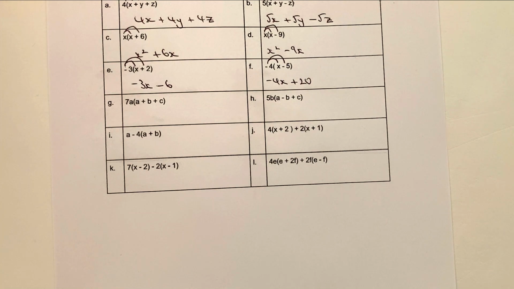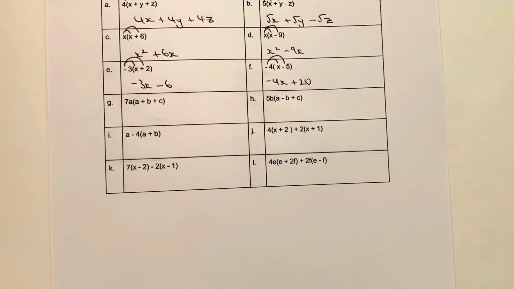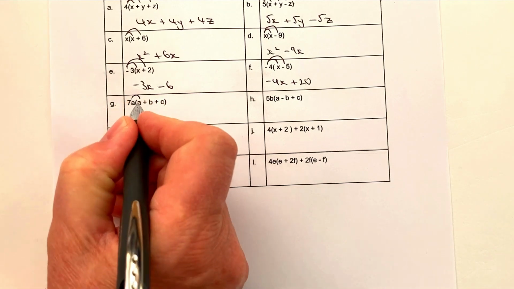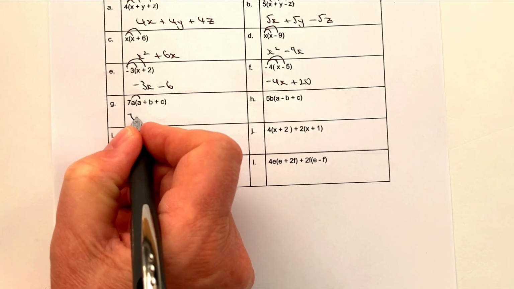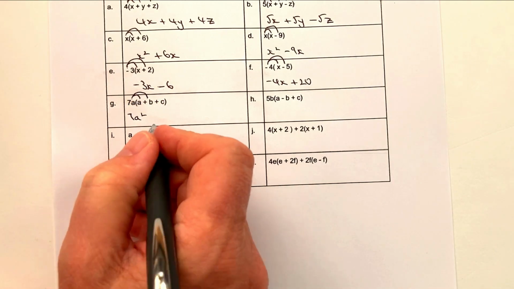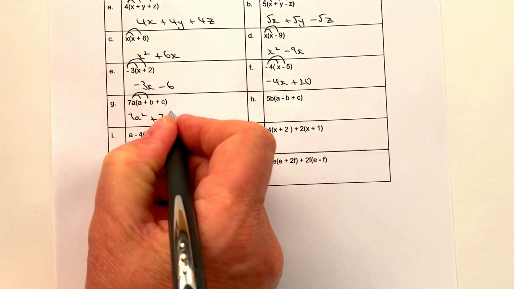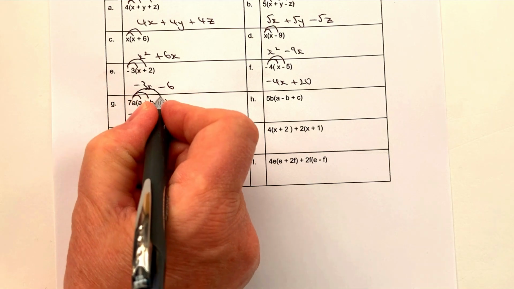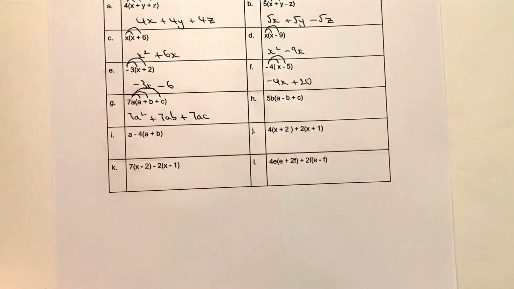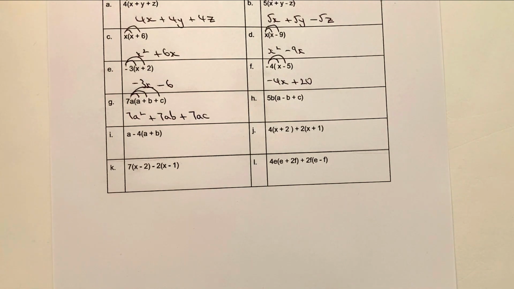Okay, let's move on then to G. So with G, I've got 7a times a, so that's going to be 7a squared, and then I've got 7a times plus b is plus 7ab, and then 7a times plus c is plus 7ac. Okay, hopefully that's okay for you.